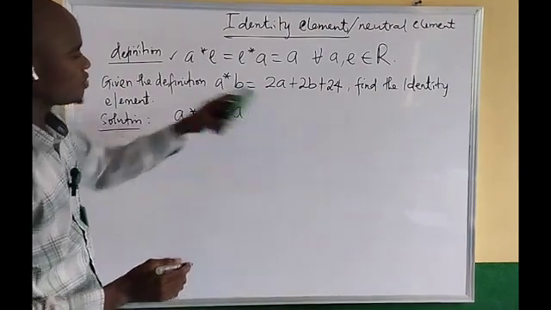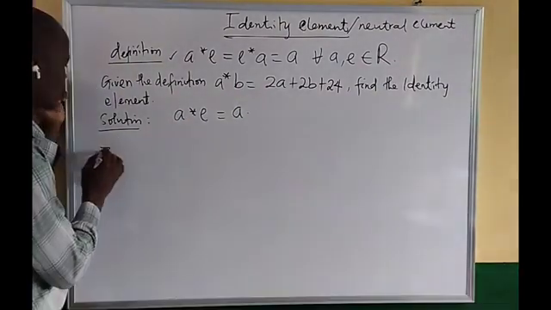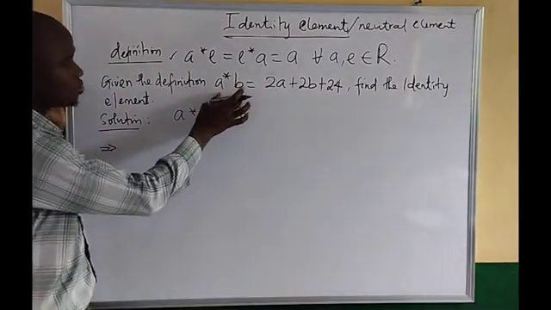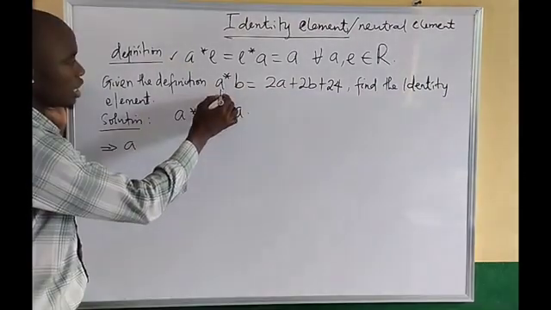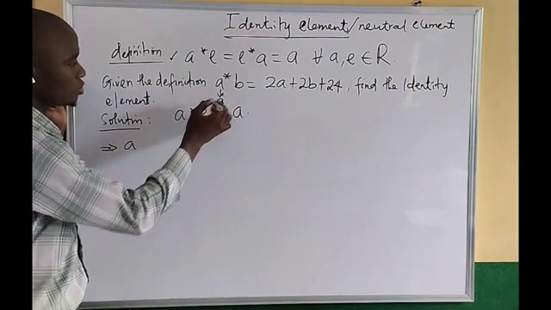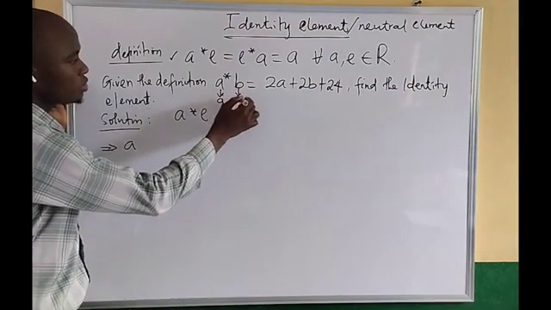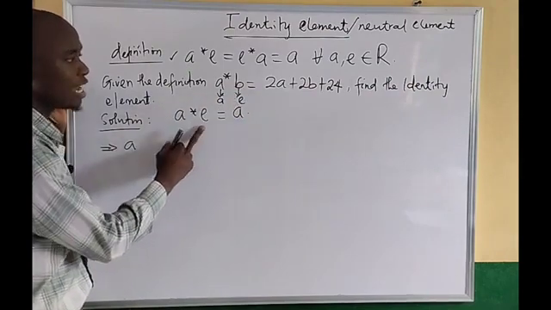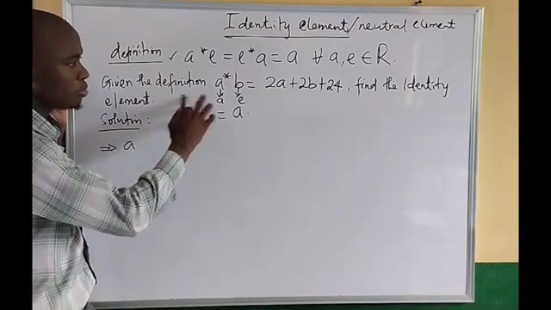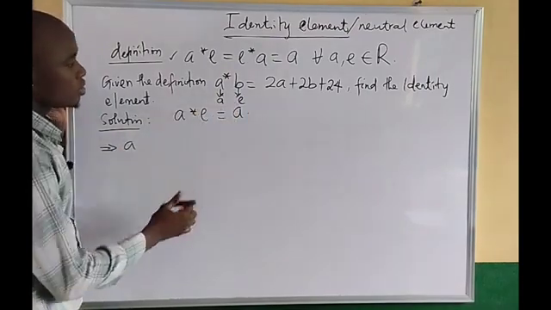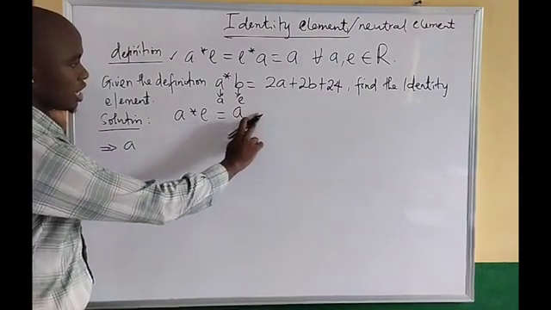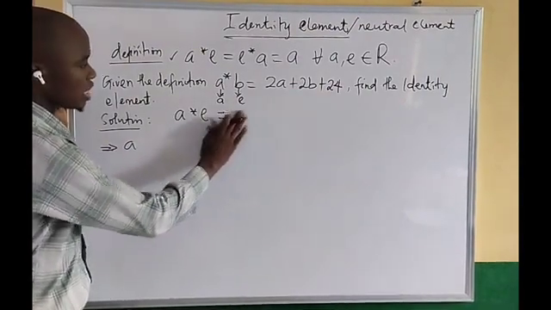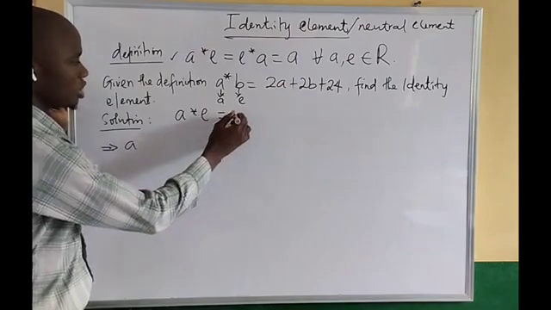So now given this definition here, this is what we are going to do. We have A * B, so A will still be A, and B will be our identity element E, because we want to combine A with E. So when we combine A with E, this is what we are going to have here. Are you getting it now? We are going to have A * E to be A.